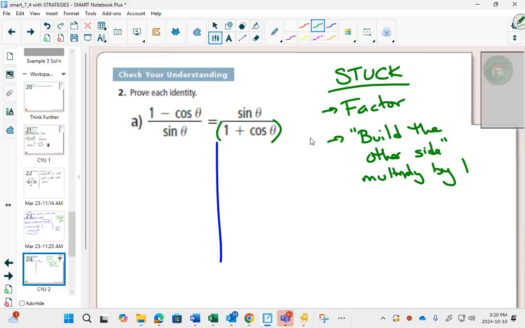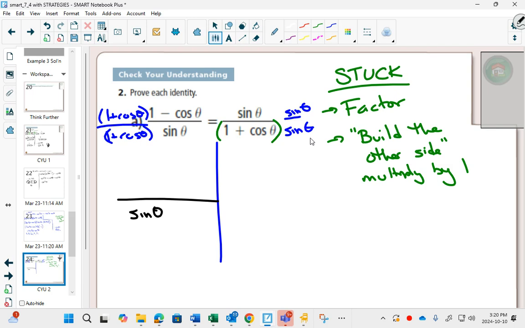This denominator is 1 plus cos theta. This denominator is sine theta. So I take this side and I multiply by sine theta over sine theta. And this side, I multiply by 1 plus cos theta over 1 plus cos theta. And that will make sure that I have, and I'm not even going to multiply it out, I'm going to leave it factored, the same denominators on both sides. I'm building the sides so they look the same. And hopefully something works out for me on the top.